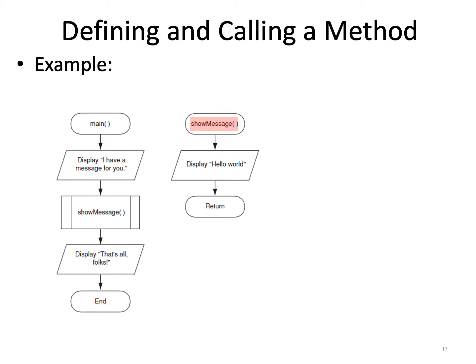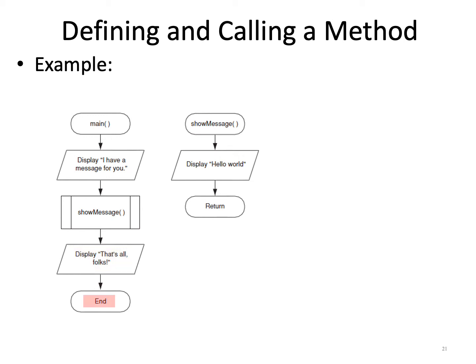It goes to the start of the showMessage method. See here that the shape of it is the rounded rectangle. In the showMessage method, what it does here is output the sentence hello world. Then, it will return back to the main method that calls the showMessage method. Back in the main method, it continues and executes the statements after the method call, which is to display that's all folks.